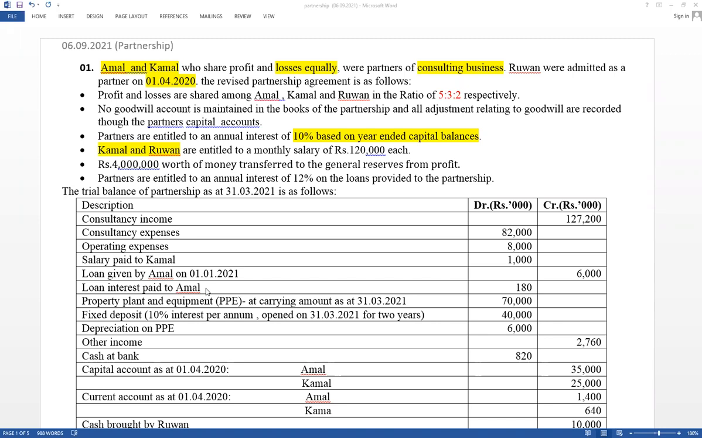Next one, very important: property, plant and equipment is given at carrying amount as at 31st March 21. Think: carrying amount means after deducting accumulated depreciation. Given 31st March 21, what is the meaning? Annual depreciation is already recorded. Carrying amount is given for 31st March 21, not cost and accumulated depreciation separately. As well, depreciation expense is also available in the trial balance.